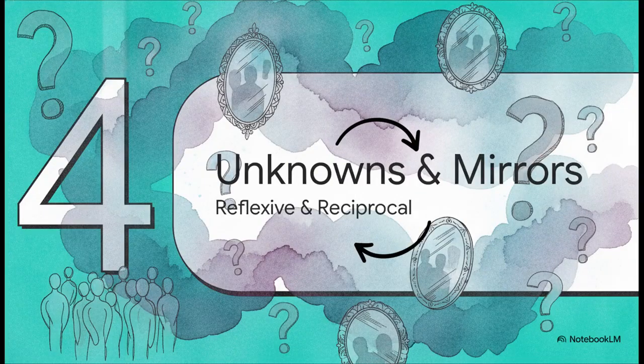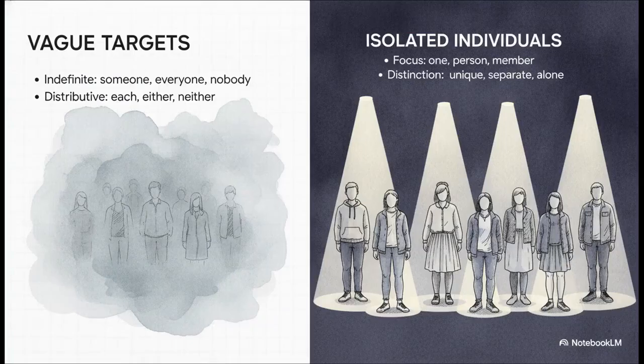Section 4. The unknowns and mirrors. Indefinite, distributive, reflexive, reciprocal. First up here, we have the vague targets. Indefinite pronouns refer to people or things without naming them specifically. Words like, someone is waiting outside, or nobody answered the phone. We know someone is there, but their true identity is hidden in the shadows.